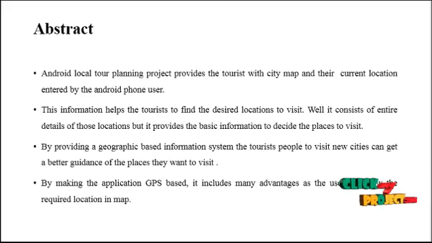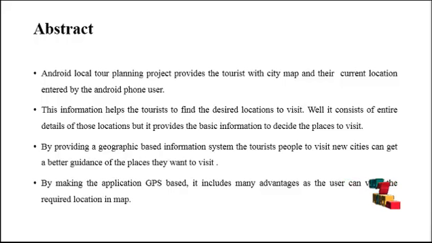Now we are going to see about the process local tour planning, which is an Android application. Then comes the abstract of our process local tour planning. The Android local tour planning project provides the tourist with a city map and their current location entered by the Android phone user. Here in this process we have the city Madurai. So the app contains details about only the Madurai city.